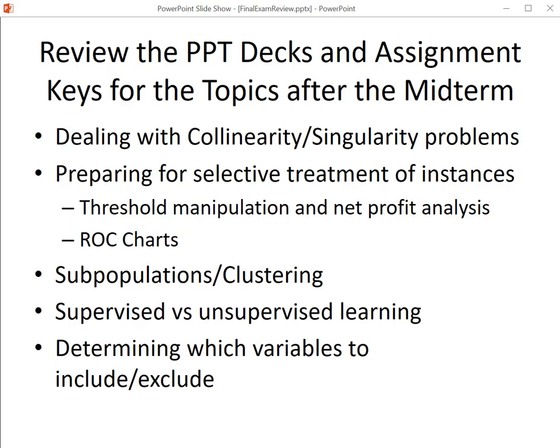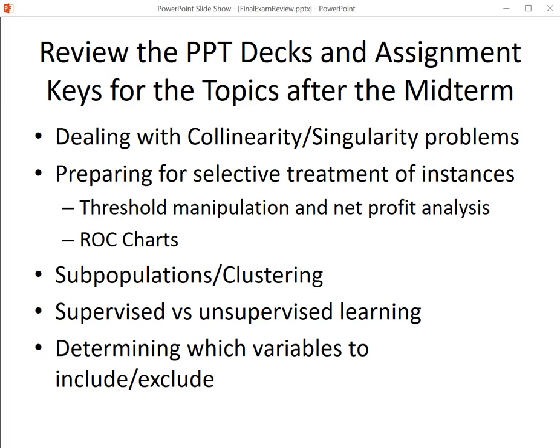We've talked about collinearity and singularity problems. These are problems when you have variables that are overlapping in their information and where the information in one independent variable is depending on the information in another independent variable. We need to manage these kinds of problems. So review those issues because there will be some questions on that from the exam.